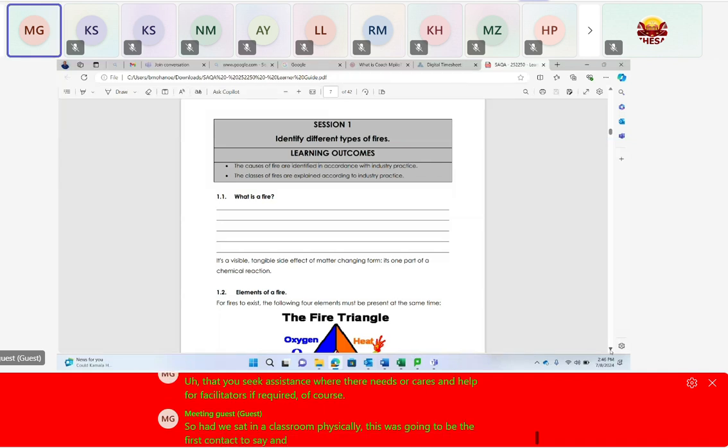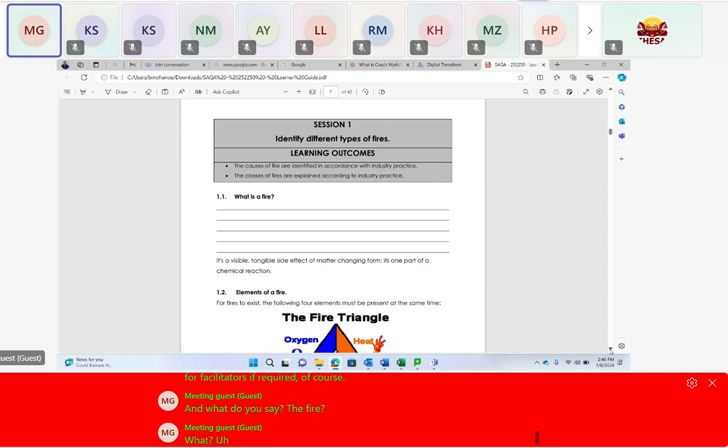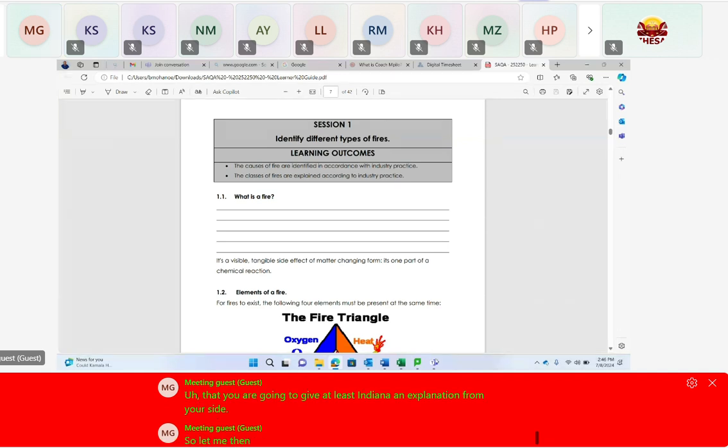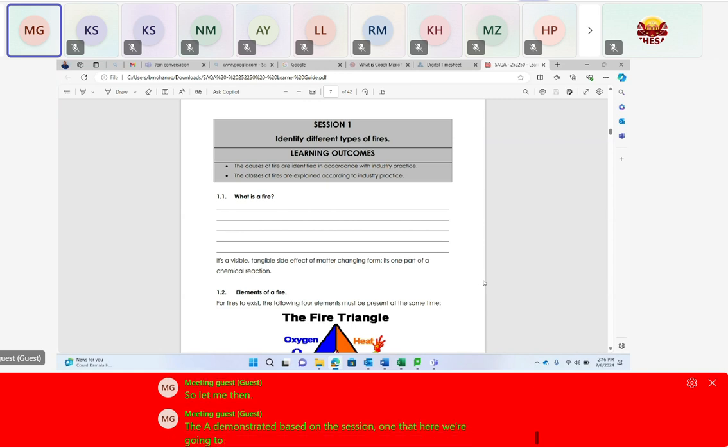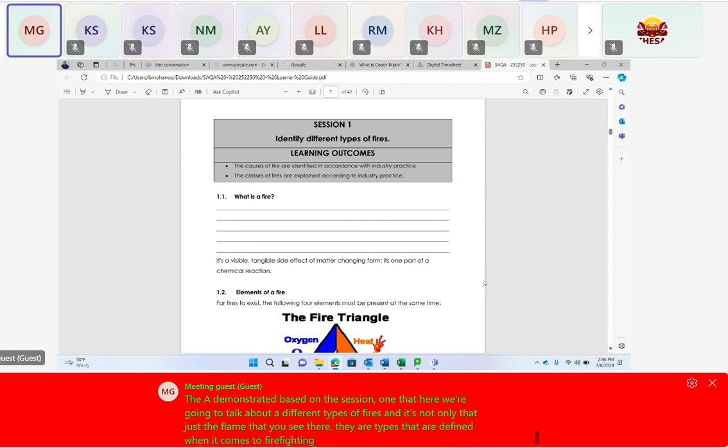To say what is that you are going to give, at least an explanation from your side. So let me then demonstrate based on session 1 that here we're going to talk about the different types of fires. It's not only just the flame that you see there. There are types that are defined when it comes to firefighting technique.